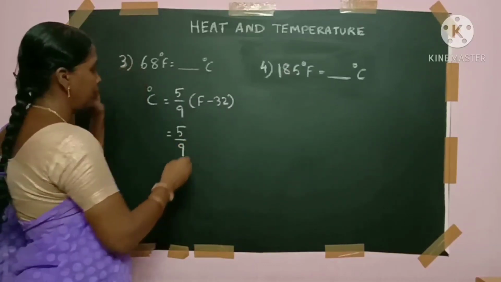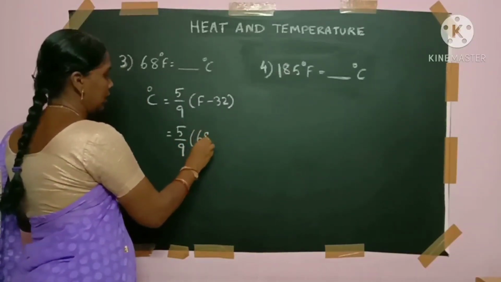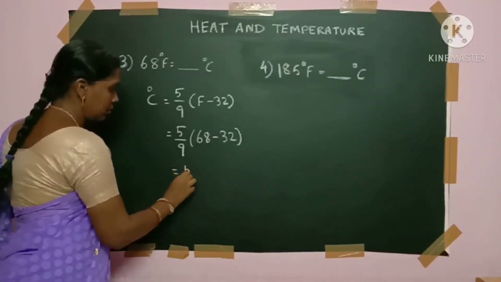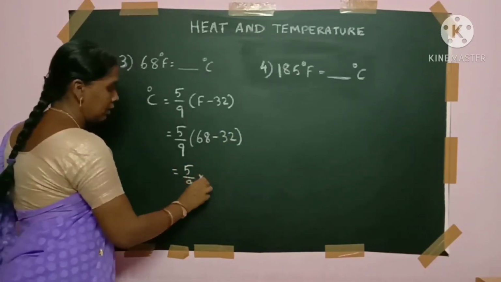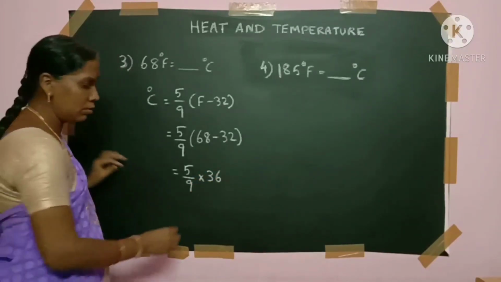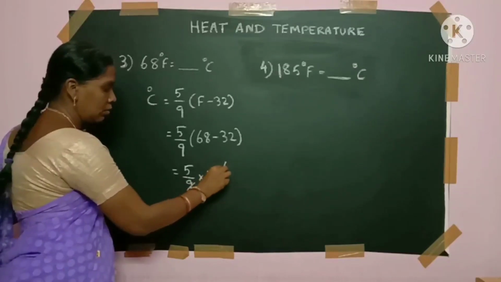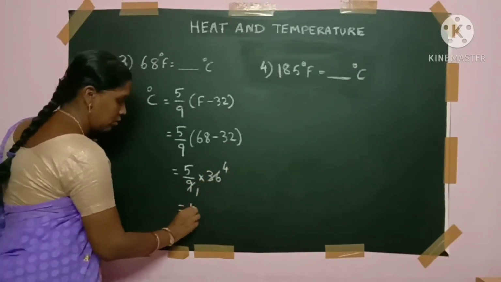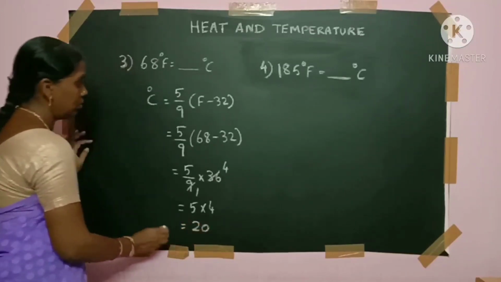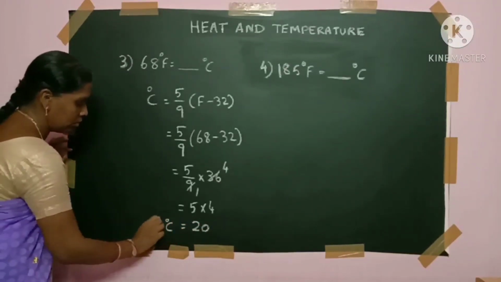So what's the value of F? 68. 68 minus 32, how much do you get? 5 by 9 into 36. In the 9 table, 9 times 4 is 36, so 5 into 4, 20. So degree centigrade is equal to 20.